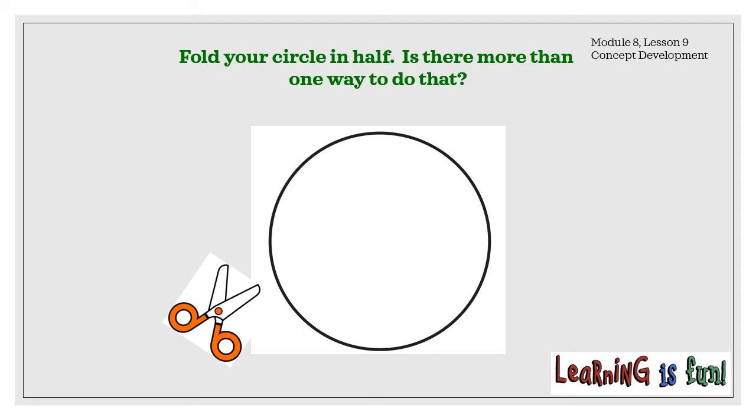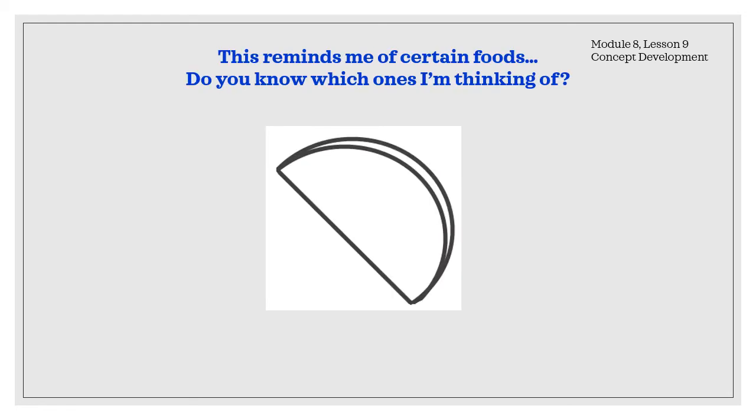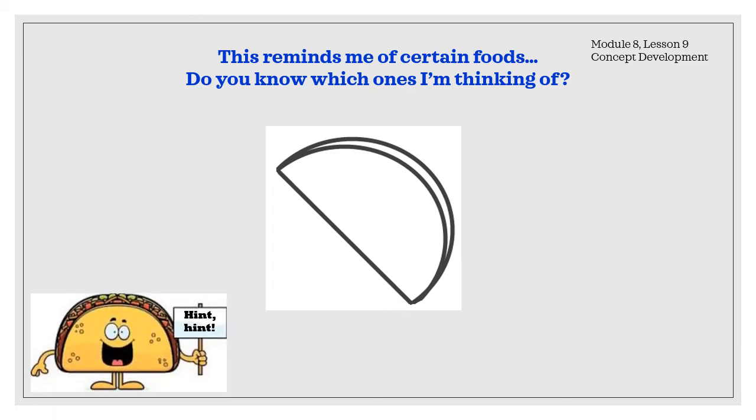The answer is yes, we could fold it in half differently depending on which way we turn and look at the circle once it is open. And that line could be going up and down, side to side, diagonally. So there are different ways that we could fold it in half based on how we're looking at it. Here's my circle folded in half. This is kind of reminding me of one of my favorite types of foods. What does it look like? It looks kind of like a taco.